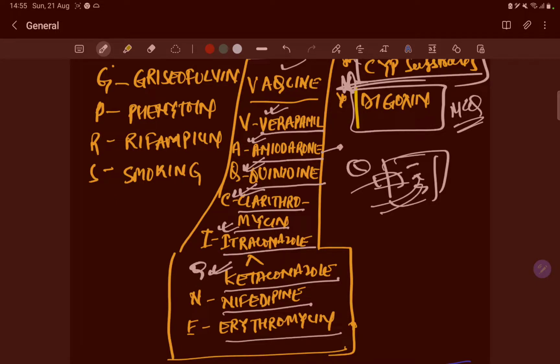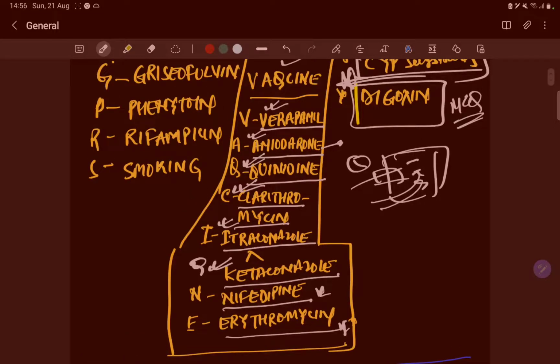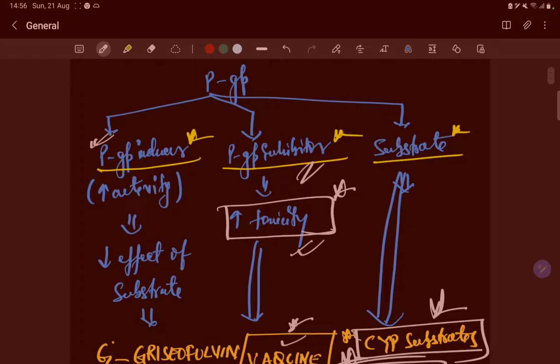Ketoconazole is a better P glycoprotein inhibitor than itraconazole, right? Now nifedipine and erythromycin. We'll study this in very detail in chemotherapy, and let's study about the P glycoprotein inducers.